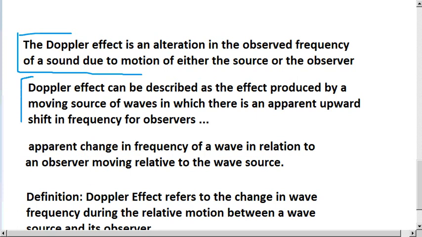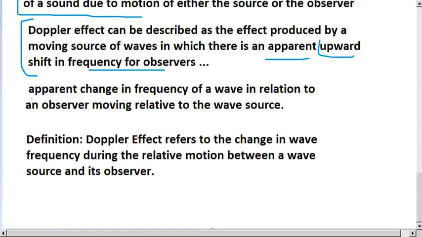Another way to say it: the Doppler effect can be described as the effect produced by a moving source of waves in which there is an apparent upward shift. That is wrong, it may be upward or downward, because here they have not said increased or decreased frequency for observers, so there are some mistakes. I took this from the internet for convenience, otherwise I have to type all these things.